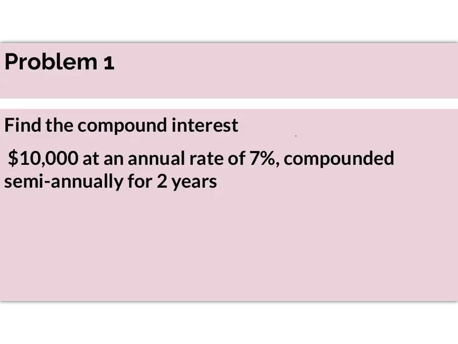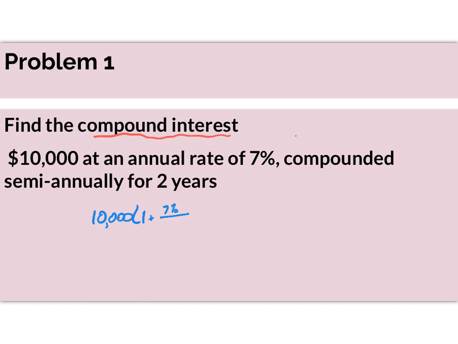Okay, so find the compound interest. The question is asking us for the compound interest, not the balance. So the first thing we have to do is find the balance. So you got 10,000, 1 plus 7% compounded semi-annually.